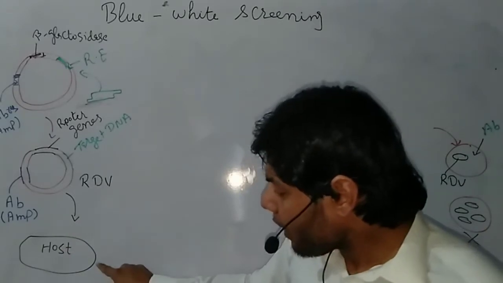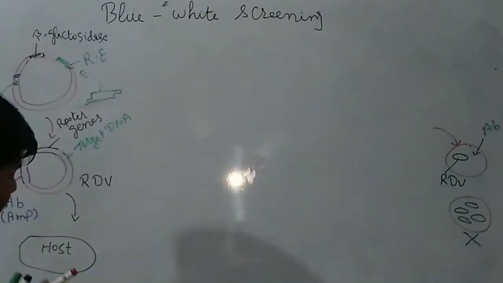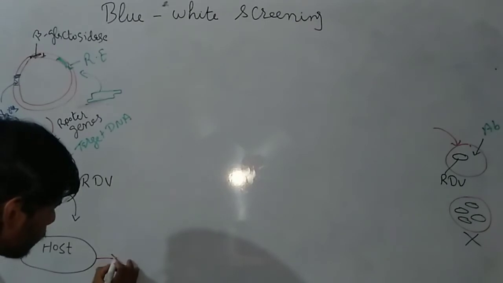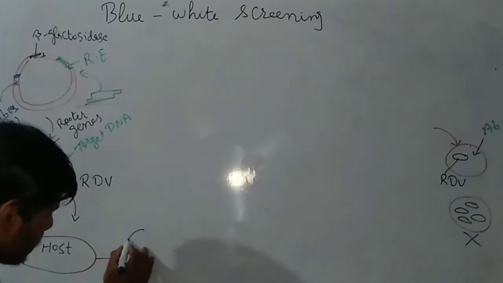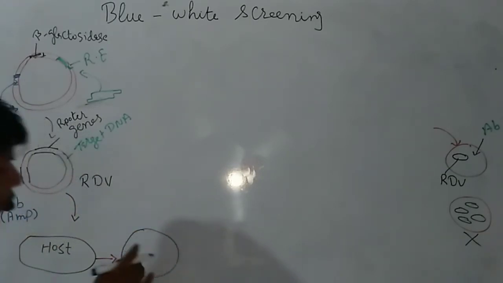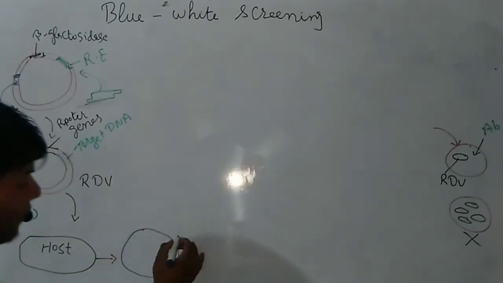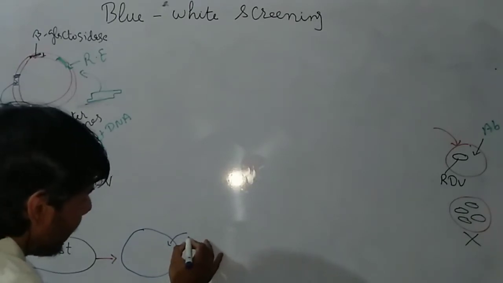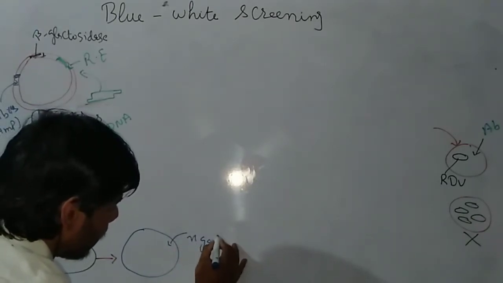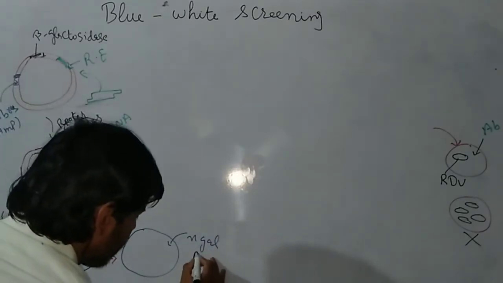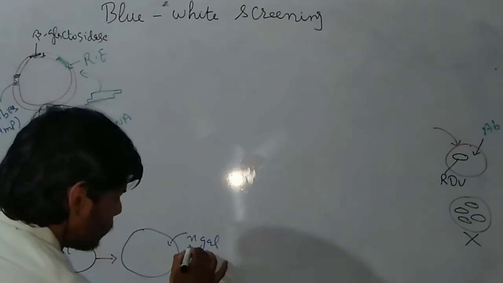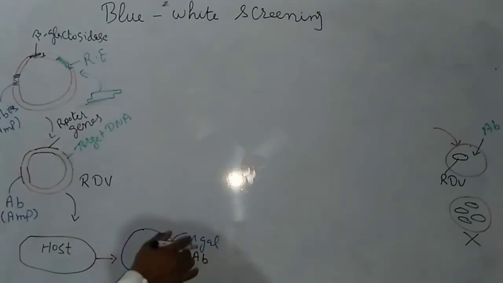Now then we grow this host cell in a media. So let's suppose this is a media. So we grow this cell in this media having a substrate which we called agar and antibiotic substance as well. So they have two things, antibiotic substance as well as agar. Agar is actually a substrate which we loaded here.